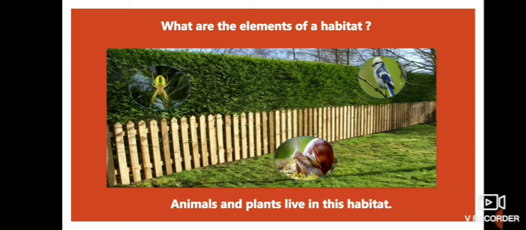For example, the bird builds its nest on the trees of the hedge. Also, the spider spins its web on the trees, and the snail hides in the grass of the hedge. So, we have many animals and plants that live in this habitat.